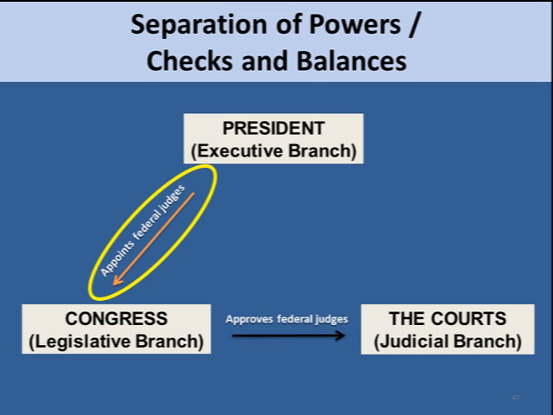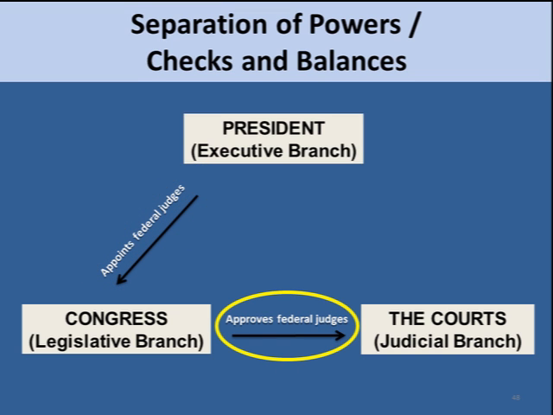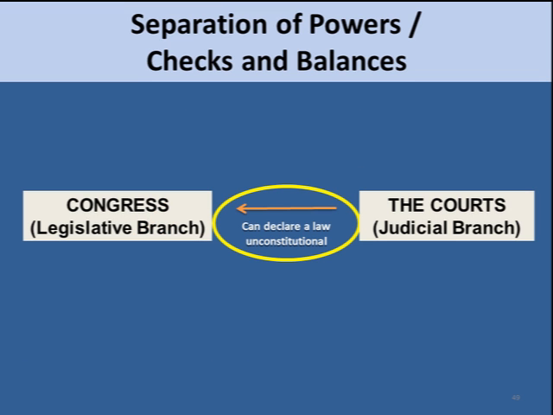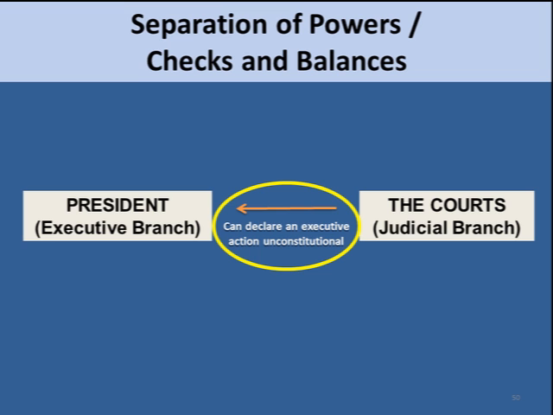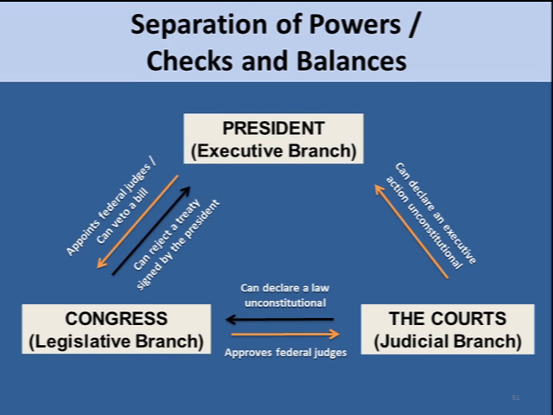Another example is federal judges. The President appoints federal judges, but Congress must approve the candidate. Lastly, the Supreme Court can declare a law or executive action to be unconstitutional. In these ways, the separation of powers and the system of checks and balances work to limit the power of the government and to protect individual rights.